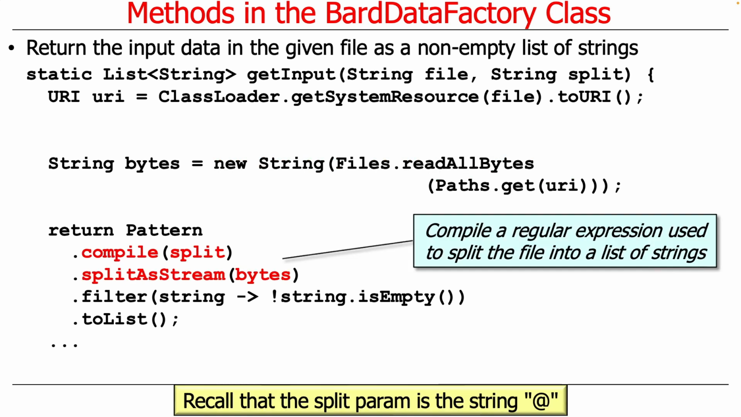And then we're going to use regular expression features to take the splitter string, compile that into a so-called pattern, and then we're going to split the bytes, which is the works of Shakespeare, up by the @ sign. So we're going to end up with a stream of strings. Each one corresponds to where we split it based on the @ sign. The @ sign is lost. We don't deal with the @ sign. It's just used for splitting.